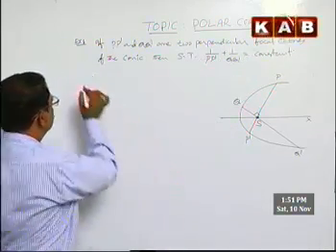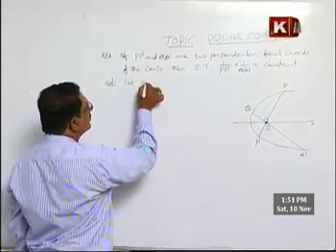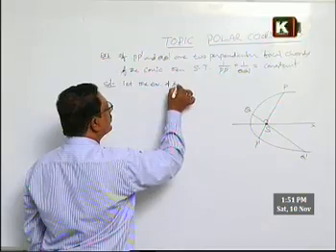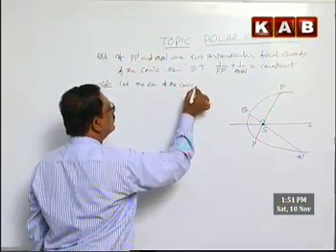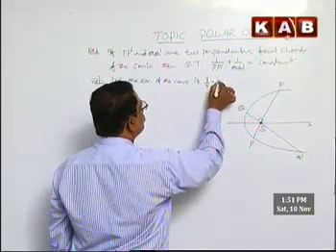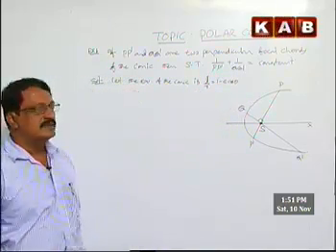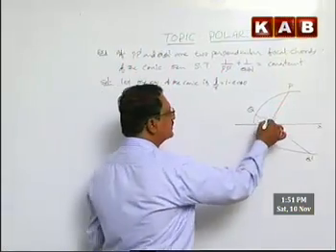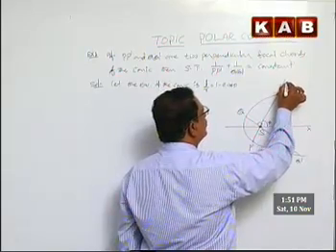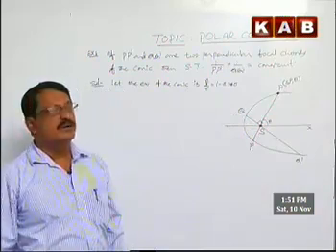Now, first let the equation of the conic be L by R equals to 1 minus E cos theta. And SP makes an angle theta with the polar axis. Then the polar coordinates of the point P are SP comma theta.